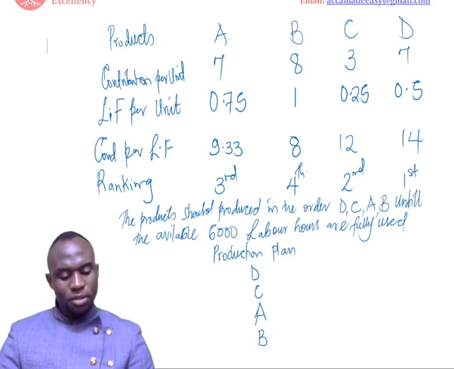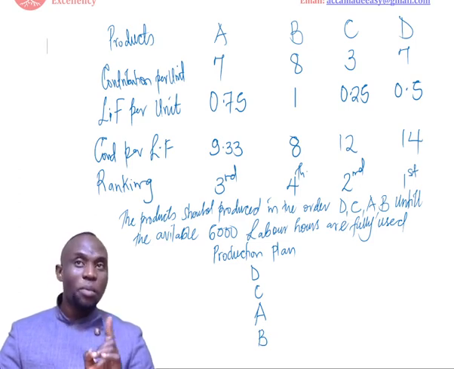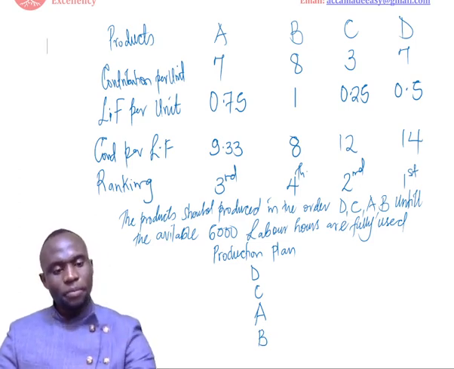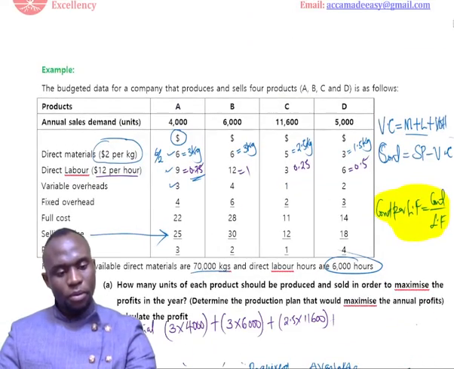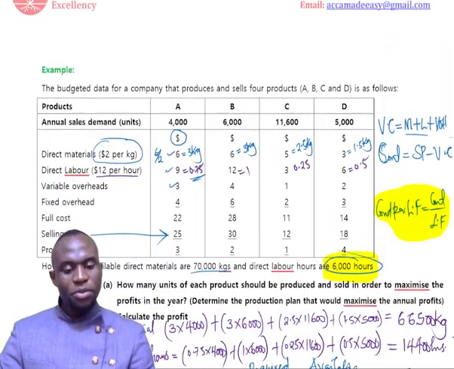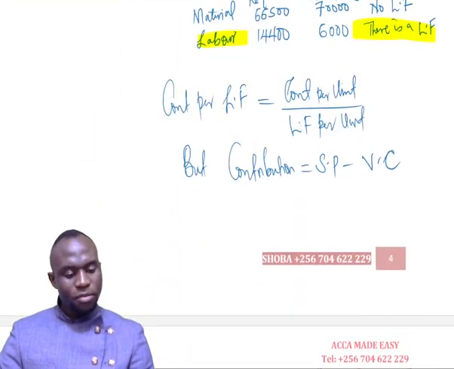Now for product D, how many units do we need? We need to produce 5,000 units. Then C, 11,600.